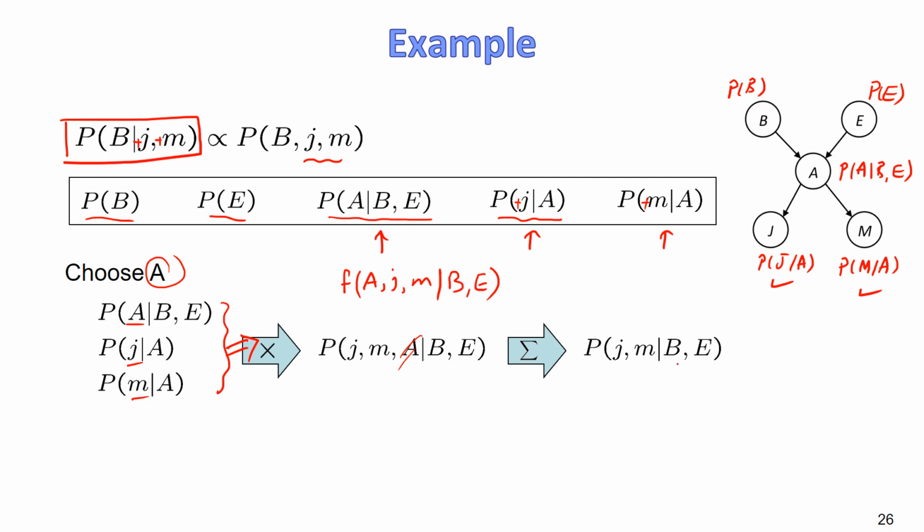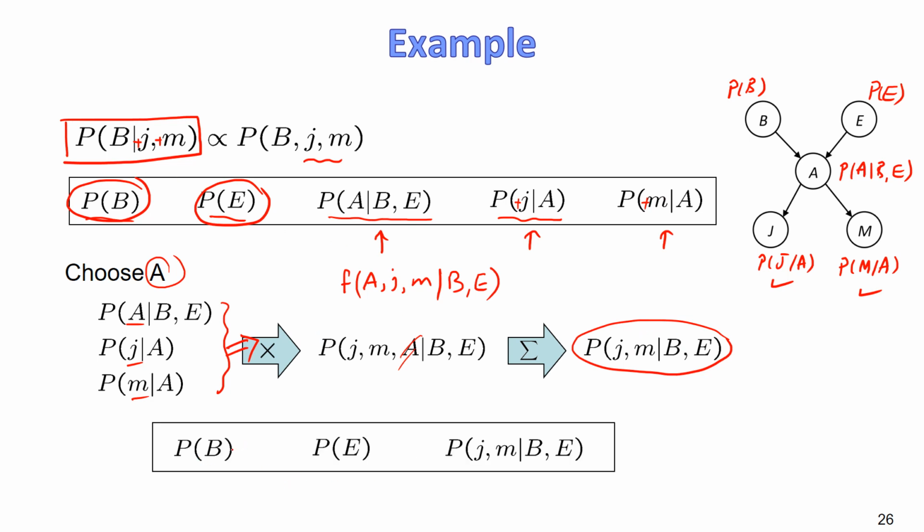Okay, so what are the factors that remaining now? Remember, we joined all of these factors. Instead of these factors, we have this one. So we have this one, and this one and this one. These three were already joined into this one. Okay, so we have these three factors. We'll start with them: P of B, P of E, P of J, M given B, E.